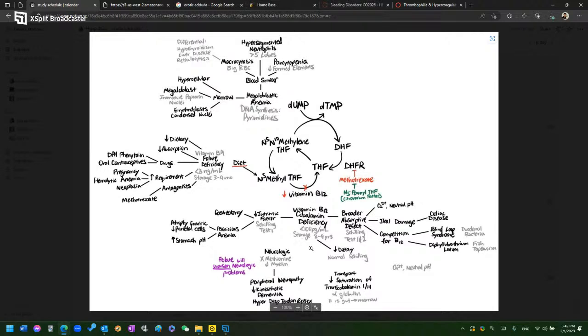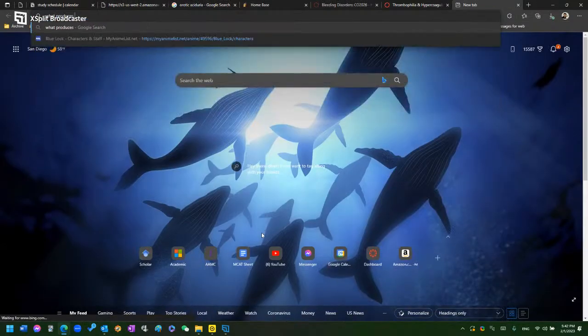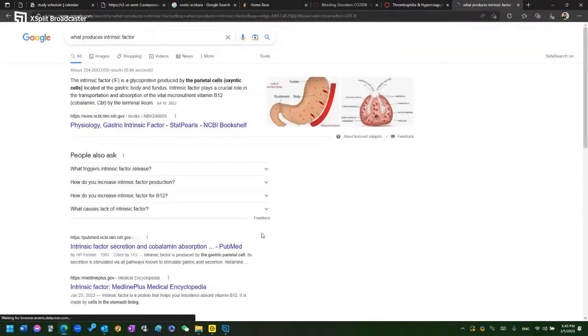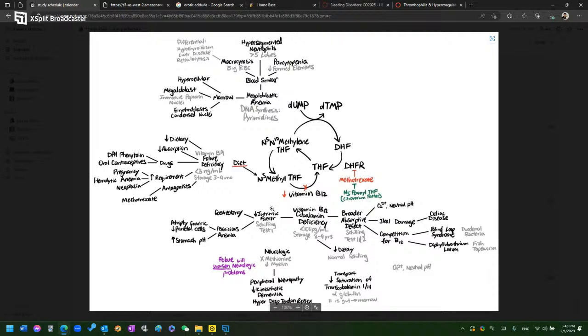Vitamin B12, also known as cobalamin, has a much longer storage period, and it must be absorbed using intrinsic factor, which is from your, if I remember correctly, your stomach, right? It's your parietal cells. Yeah, intrinsic factor is made by the parietal cells of your stomach, and then it's absorbed at the ileum of your small intestine.